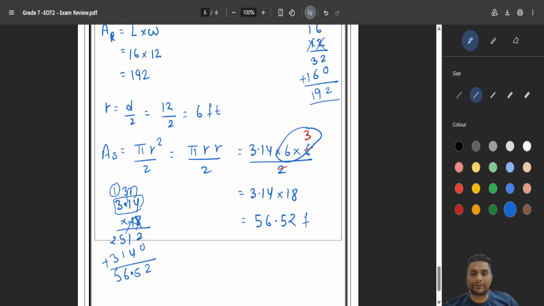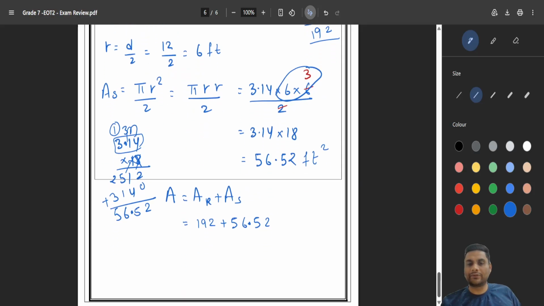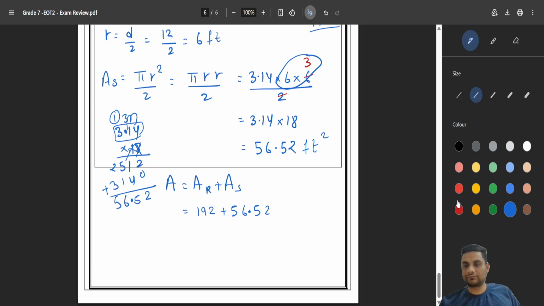Please do not stop here. Feet square here and feet square here. He said find the total area. So the net final area will be the area of rectangle plus area of semicircle, which means 192 plus 56.52. Now some students will get confused how to add them. Watch carefully. Here I have a decimal, right? But here in 192 there is no decimal. So we will put the decimal at the end, and you can put a 0 after it.